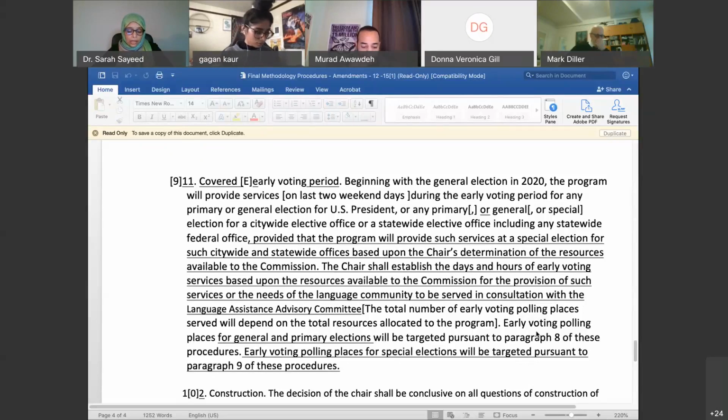And it also allows us to provide early voting for special elections for citywide and statewide offices based upon determination of resources. And the chair will establish days and hours of early voting services based on the resources available to the commission for the provision of such services or the needs of the language community to be served, in consultation with the Language Assistance Advisory Committee. So that part refers to an example like the Yiddish that we just talked about, and the Yiddish speaking community.